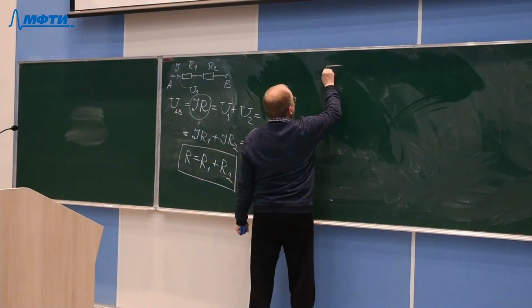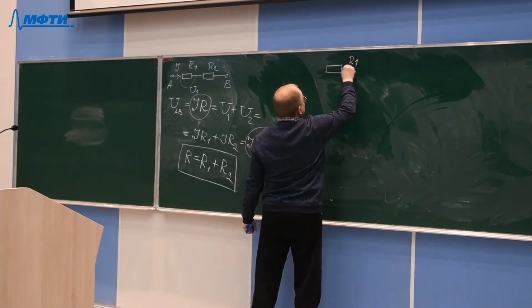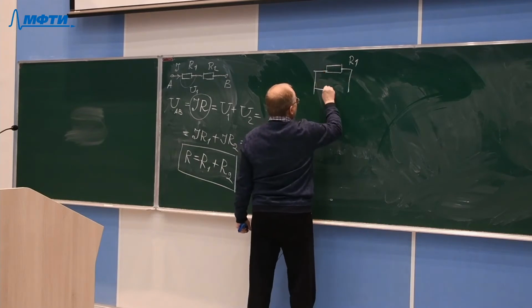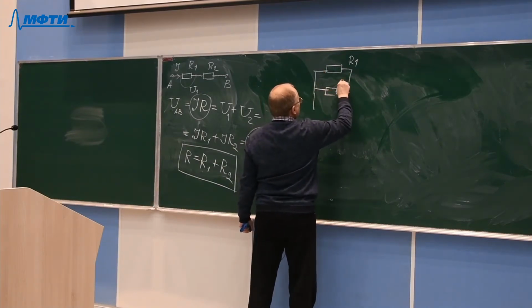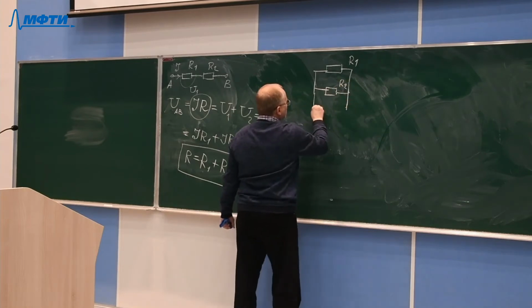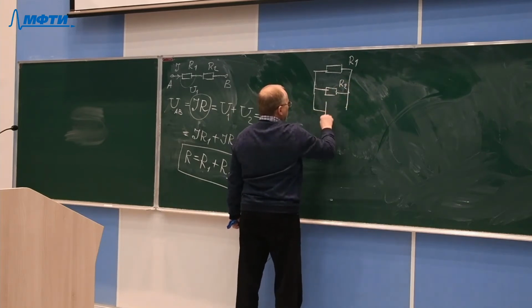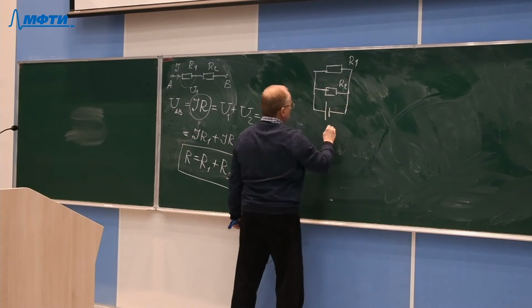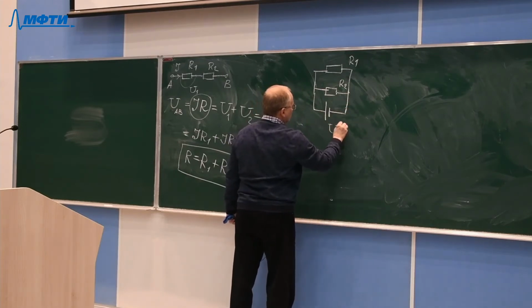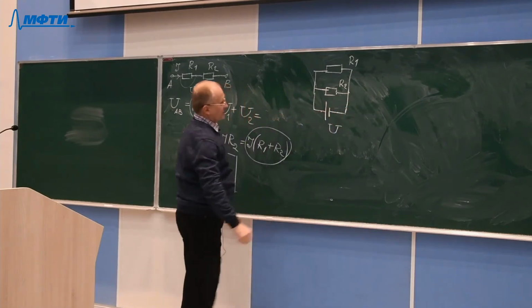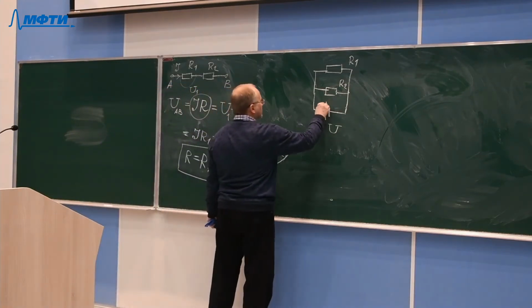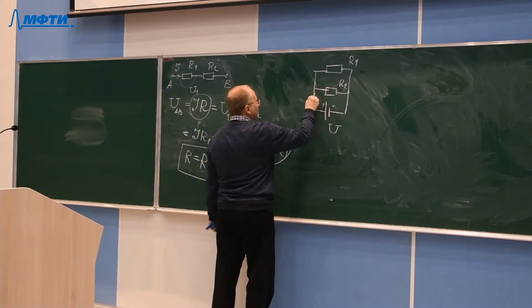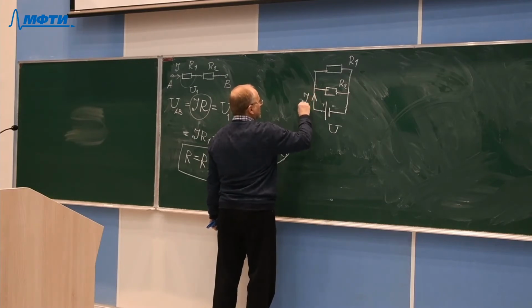So, the first resistor and the second resistor here are two, and here is the source of voltage, which produces some voltage on its connectors. So here is the plus, and here is minus, and there will be an electric current.